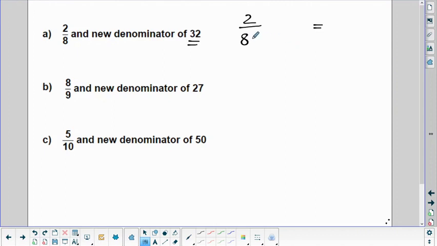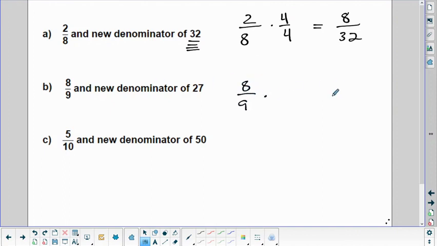Now, what do I need to multiply this 8 by? I need to multiply it by a 4 to get that 32. Well, if I multiply this whole fraction by 4 over 4, I'm still multiplying by 1. But now this form of 1 that I'm using is going to get me that denominator of 32. 8 times 4 is 32, and 2 times 4 is 8. So there is my new fraction with the targeted denominator that they wanted. And how did I do that? I multiplied by 1.